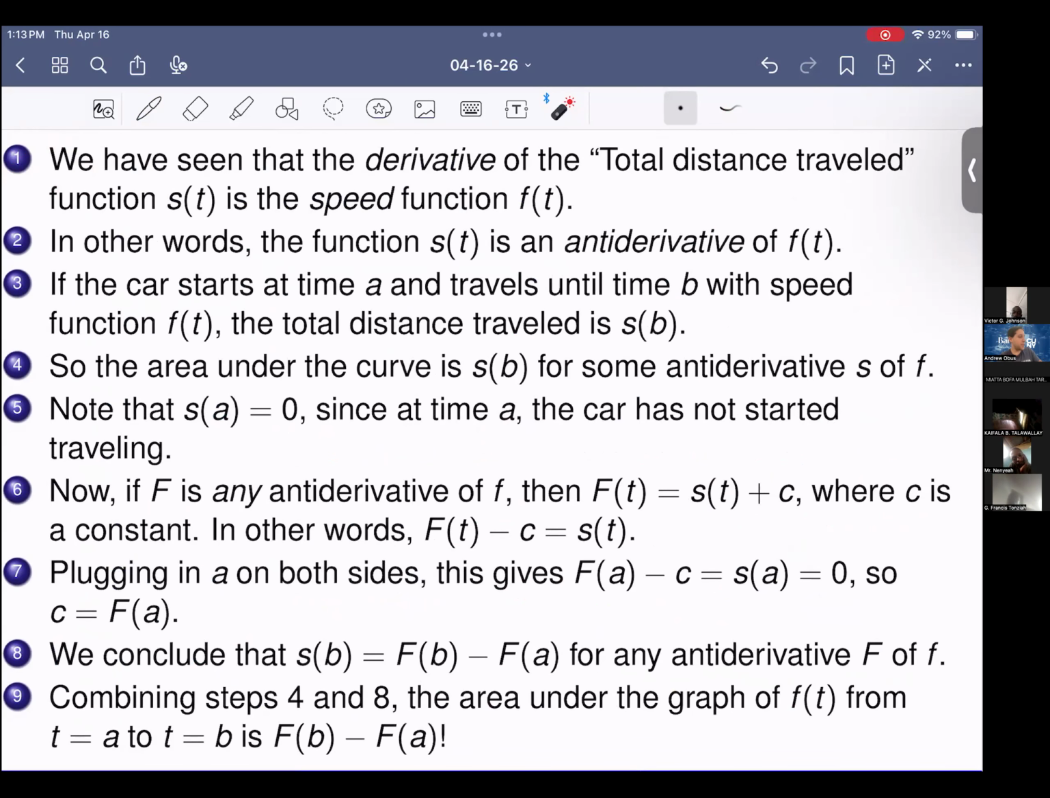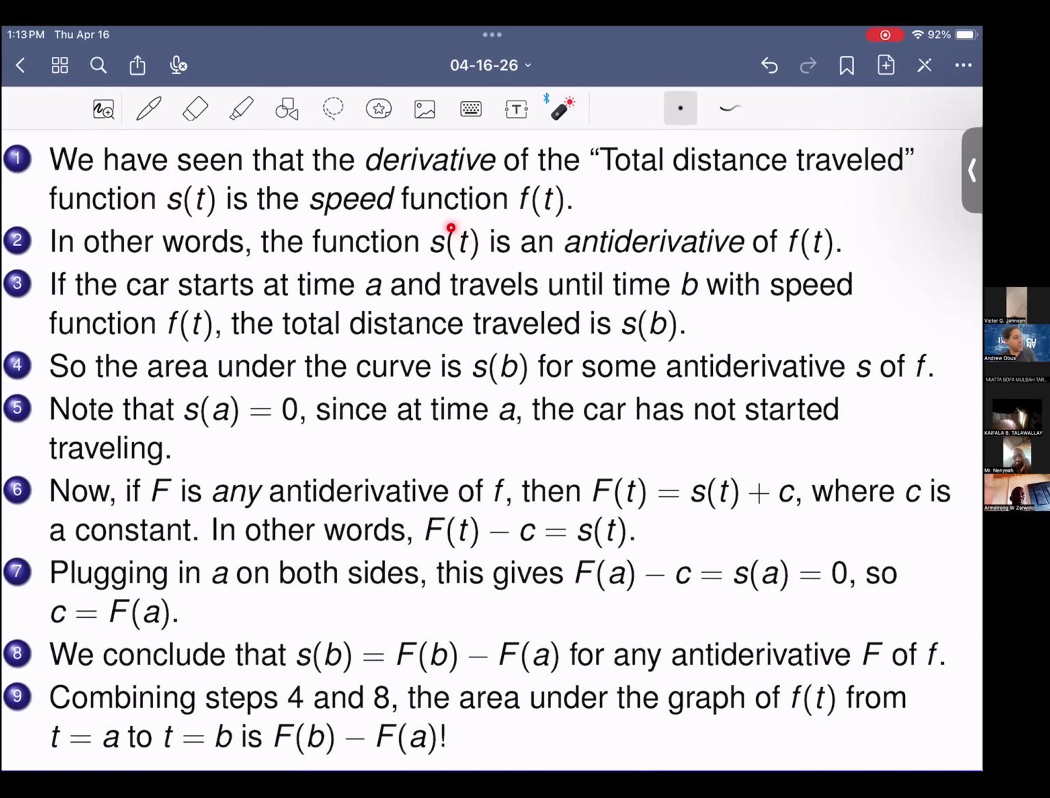Okay, so the first thing is just what I just said, that the derivative of the total distance traveled function, if we call that s of t, is going to be the speed function, which we call f of t. So f here, I'm naming it. So s is distance and f is speed. A little bit inconvenient because s is the first letter in speed, but for us, we're going to call f the speed and s the distance. So the derivative of the distance function is the speed function.